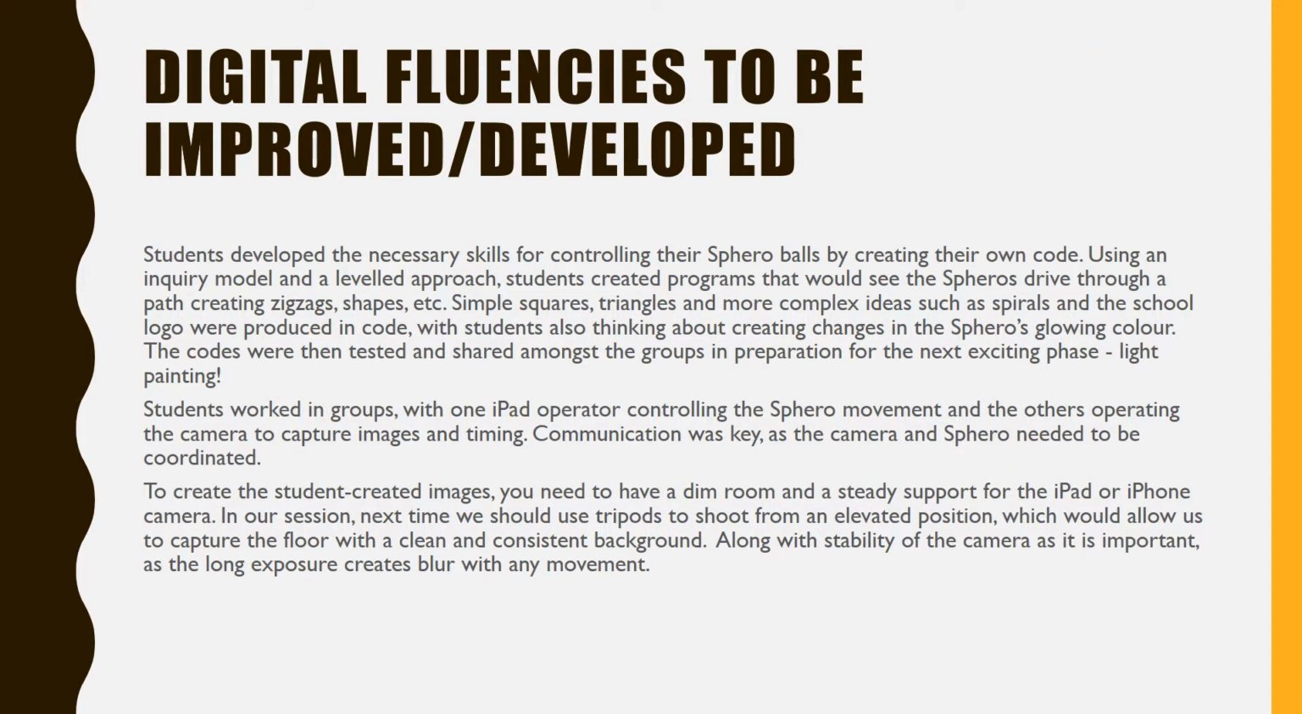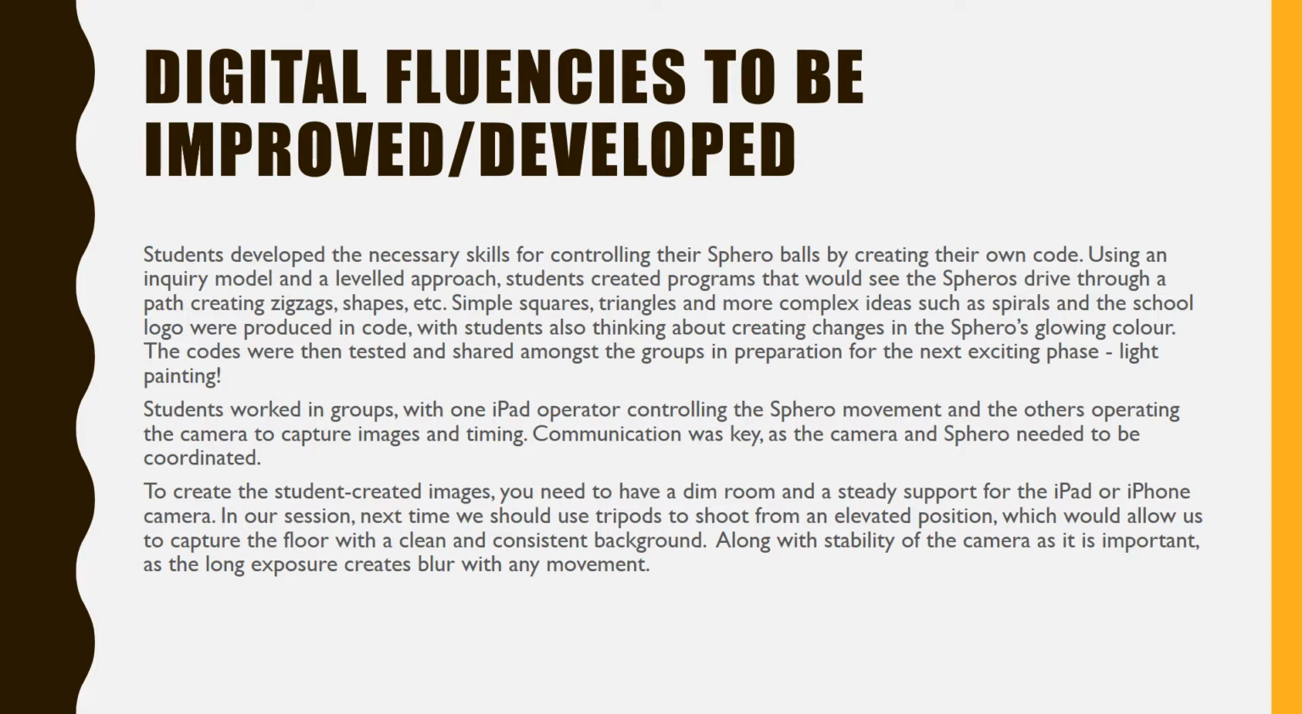Students developed the necessary skills for controlling their Sphero balls by creating their own code. Using an inquiry model and levelled approach, students created programs that would see the Sphero drive through paths, creating zigzag shapes, etc. Simple squares, triangles, and more complex ideas such as spirals and the NVSS logo were produced in code, with students also thinking about creating changes in Sphero's glowing colour. The codes were then tested and shared amongst the group in preparation for the next exciting phase, light painting.